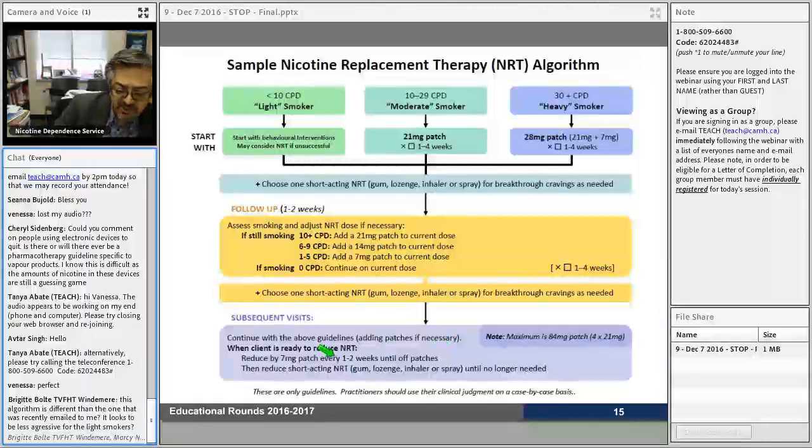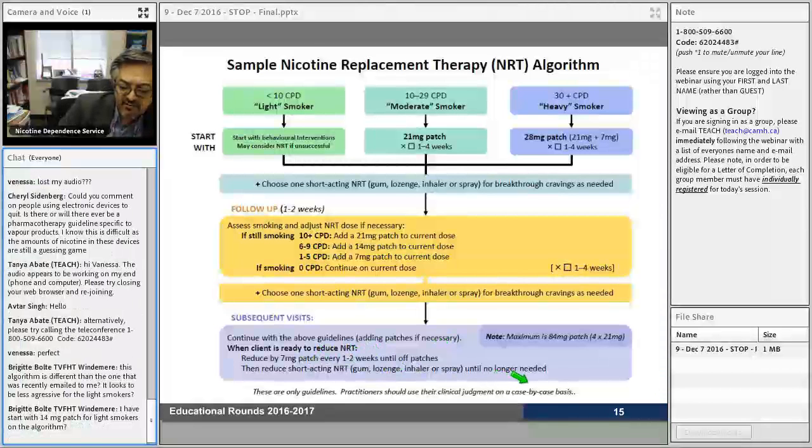Now, when is a person ready to reduce? We ask them to reduce by about 7 milligrams every 1 to 2 weeks until they're off, and then we'll reduce the short-acting until it's no longer needed. More often than not, they're using the short-acting really as a safety valve in case they end up having cravings. For the most part, we find that our patients are quite comfortable with this model, but you do need to monitor them.